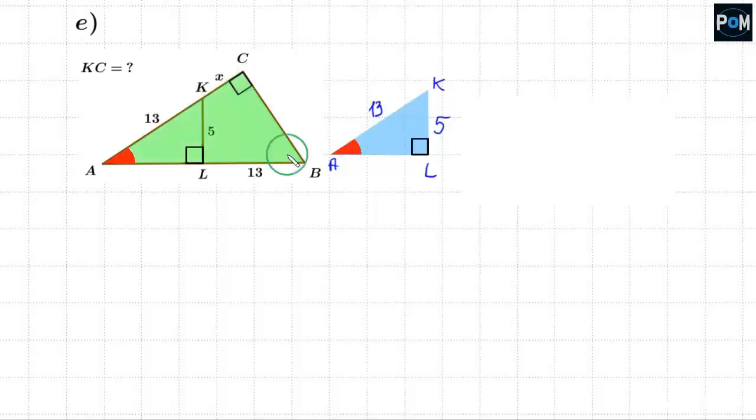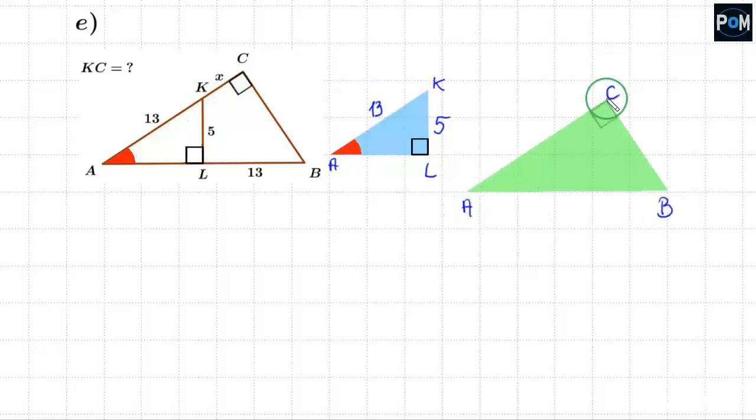And I also have a second triangle, the green one, triangle ABC. I'll draw it here on the side as well. In this triangle, I have a right angle here. And in this place, I also have such a red angle, because in this place is the same angle as was here. And at this moment, I already know that these triangles are similar because they both have this red angle and both have a right angle. So I already have two equal angles from both triangles.